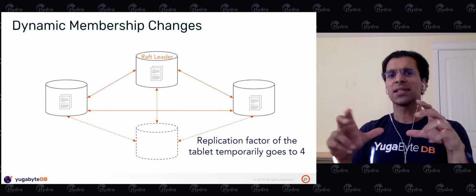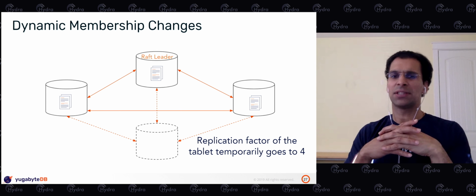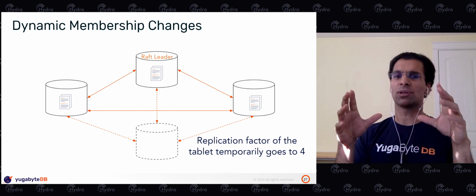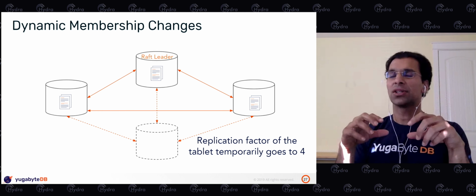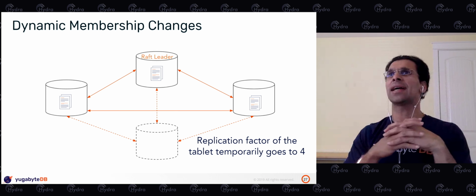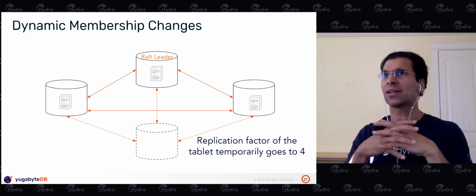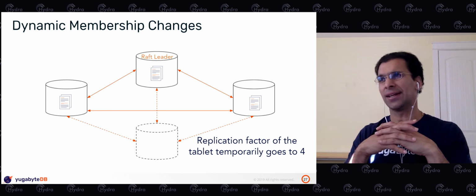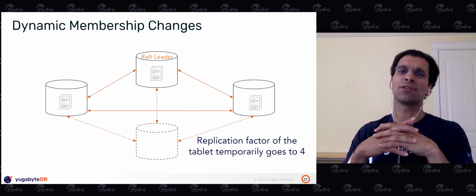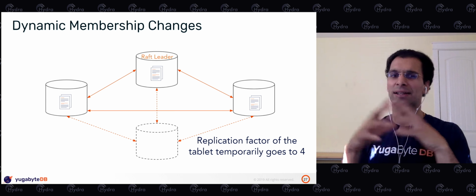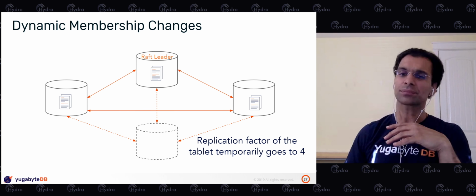The first thing is that when you add this node, the replication factor of this entire group, which was 3 before, now temporarily goes up to 4. So this group recognizes that it is supposed to replicate 4 ways, and it has replicated 3 ways, and one of them has no data. This is the same as if you already had 4 nodes and one failed and lost all its data and came back, and it needs to get re-replicated.